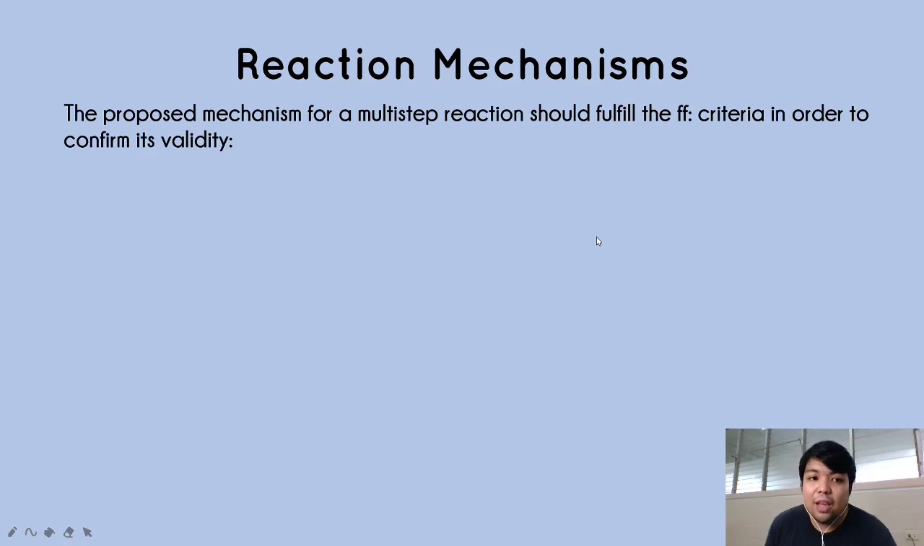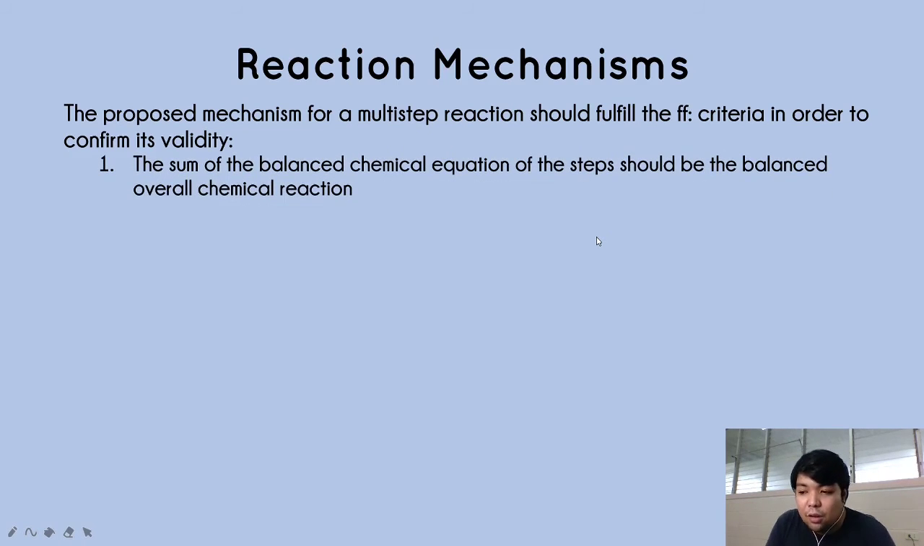So that is what we call the multi-step reaction. Now, for a multi-step reaction, it should fulfill the following in order for that mechanism to be valid. So one is that for each step of the reaction mechanism, their balanced chemical equation, when you add up the balanced chemical equation of each step, the result will be the balanced overall chemical reaction.